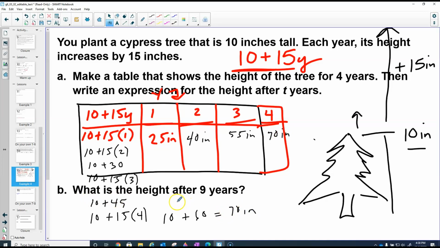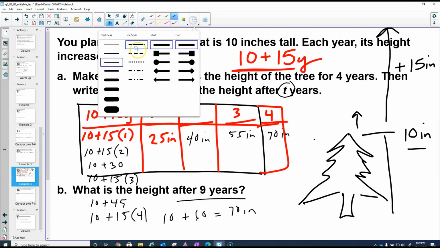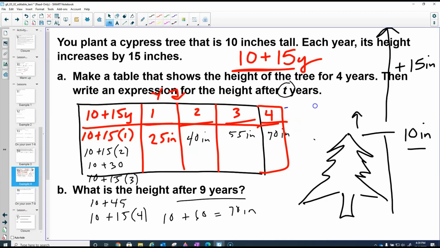Now this one says, well, hey, can you jump all the way to 9? Sure can. All I have to do is put it in for y. Oh, I see. It said to use t, but I used y. It's okay. So I'm going to plug in 9. So I can also just extend all the way to 9 years by plugging that into my same equation. So 10 plus 15 times 9.